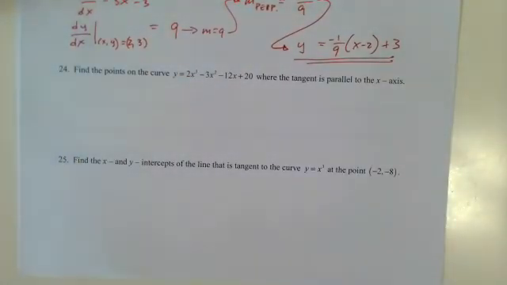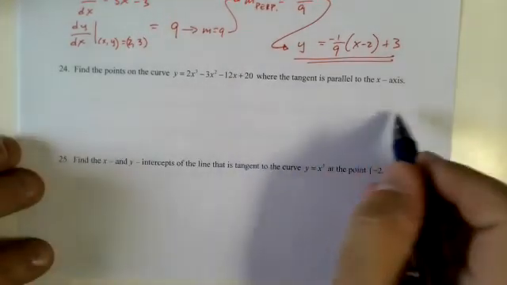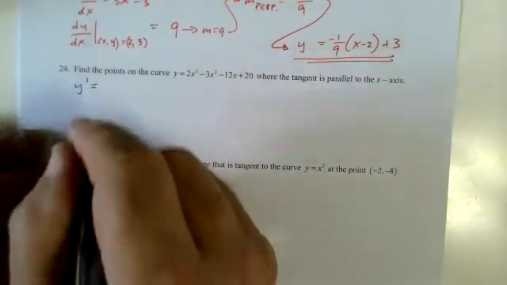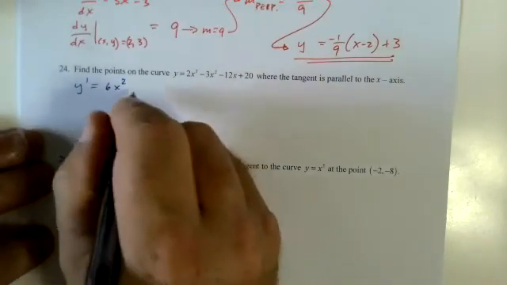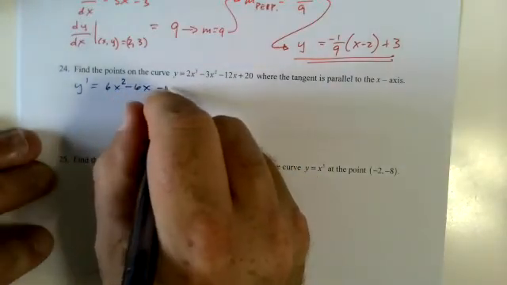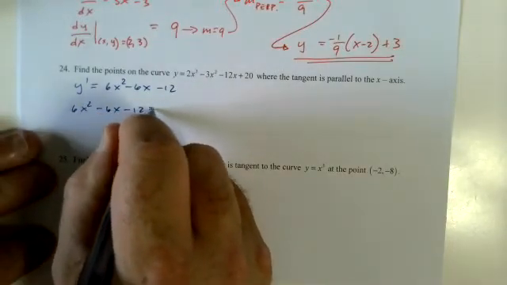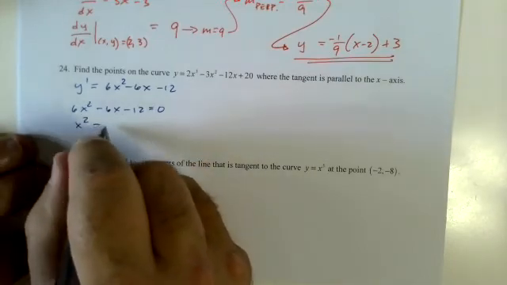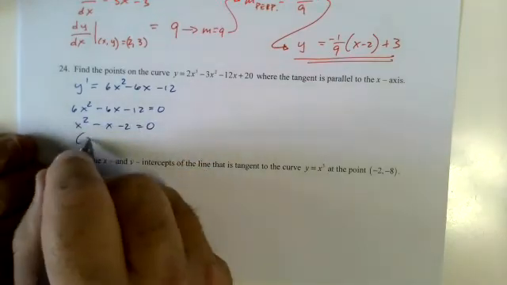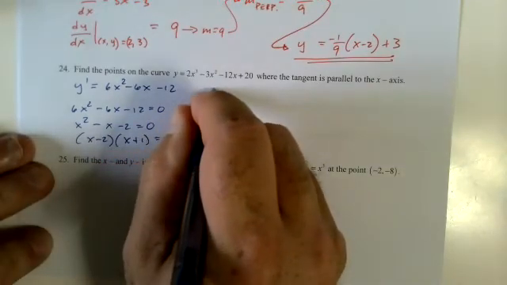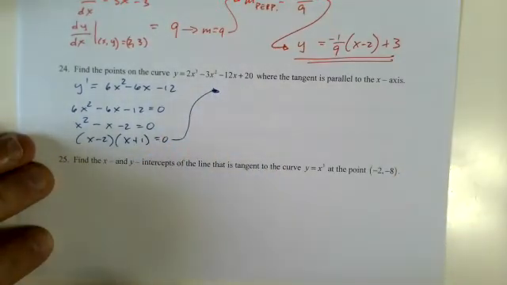Find the points on the curve where the tangent is parallel to the x-axis. So x-axis is horizontal. So I want where the slope is 0. Fine, I lied. I'm going to bring back y prime. 6x squared minus 6x minus 12 equals 0. x squared minus x minus 2 equals 0. x minus 2, x plus 1 equals 0. x equals -1, 2.